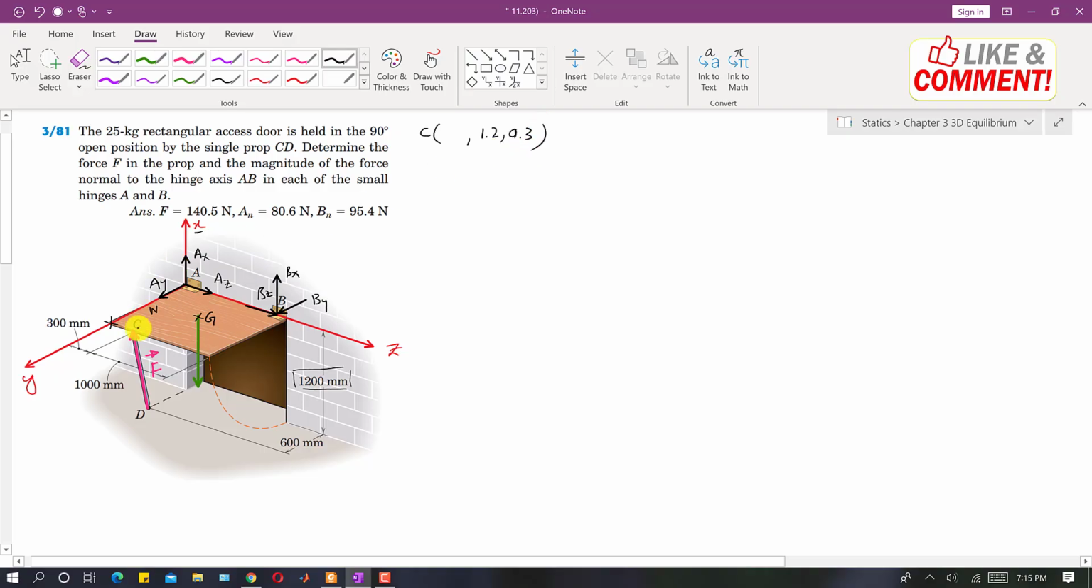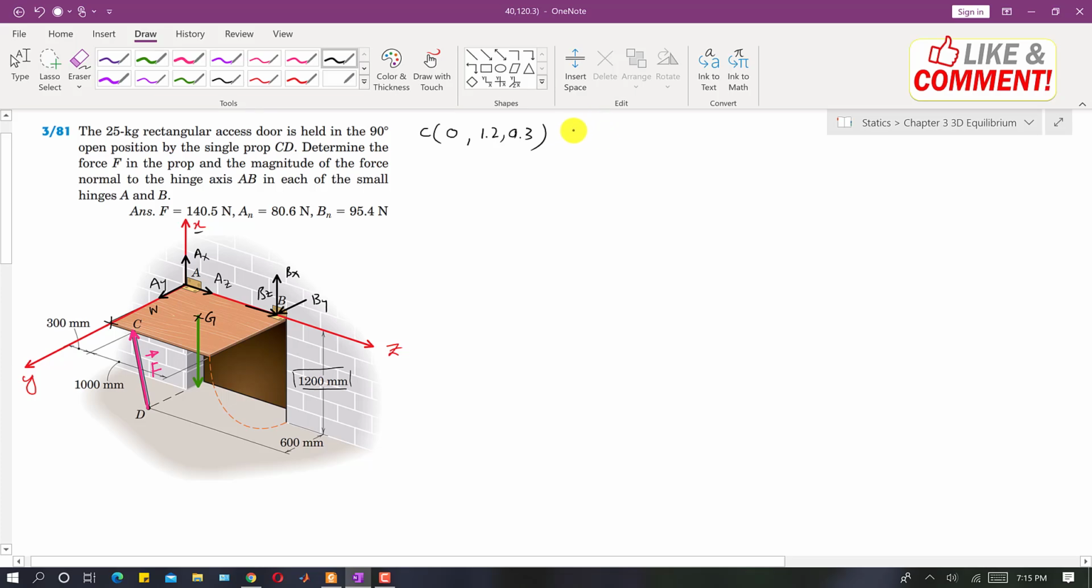So to reach this point C, first we have to travel along Y, and that distance is 1200 mm, right? So this is 1.2 meters, and along Z we have to travel 0.3. And since this point C is in the YZ plane, there is no need to travel along X, right? So we will write 0. So these coordinates are in meters, remember.